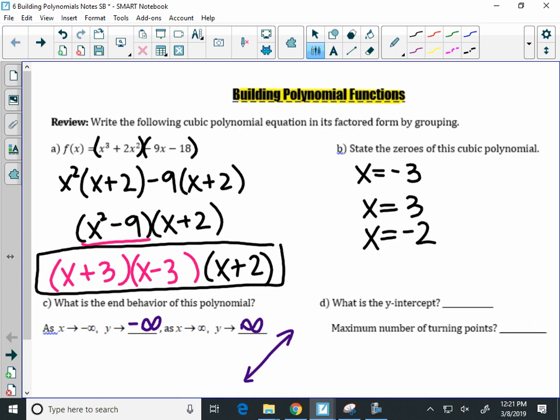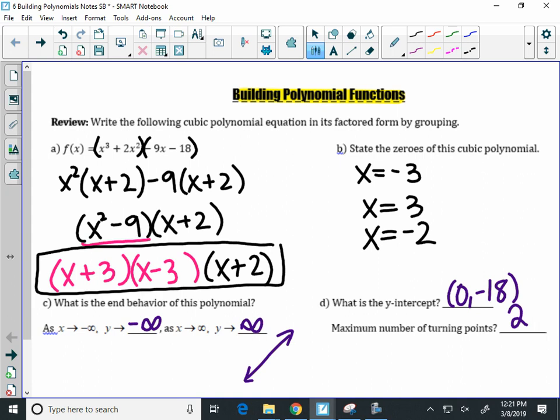Now looking at our equation, which one, the original in standard form or the factored form, is going to be easiest for us to find the y-intercept? Standard form, because what's the y-intercept here? -18. Same as the quadratic. The standard form, that constant on the end, gives you the y-intercept. And finally, if I have a cubic equation, how many turning points could this graph have? 2 of them. Okay. Good.